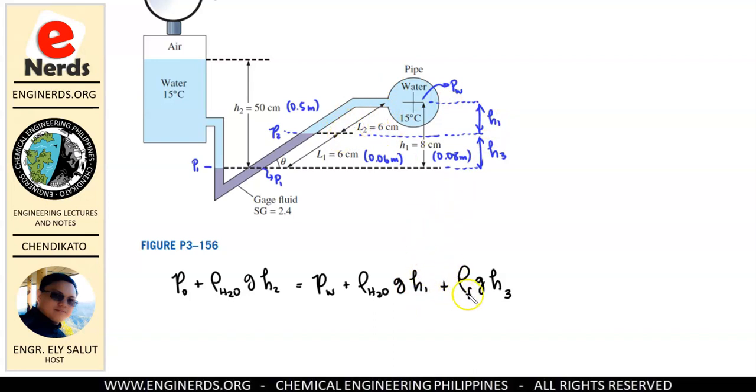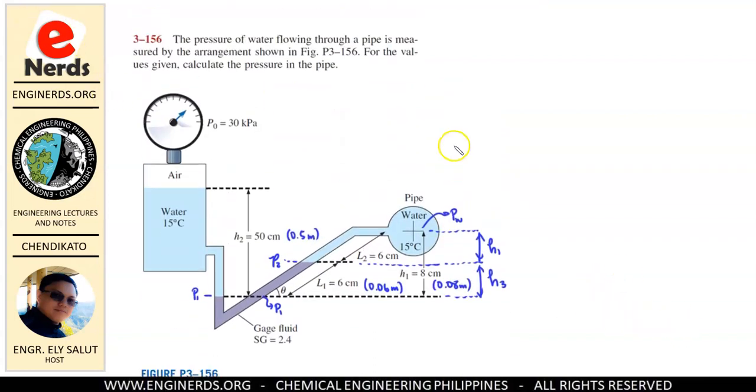And then the density of our fluid, we can get because we have the specific gravity. Then g, and then H3. We also don't know H3, but we have a given L1. Therefore, we can calculate H1 and H3 using trigonometry. So this is our inclined manometer. Let us identify our values in here.